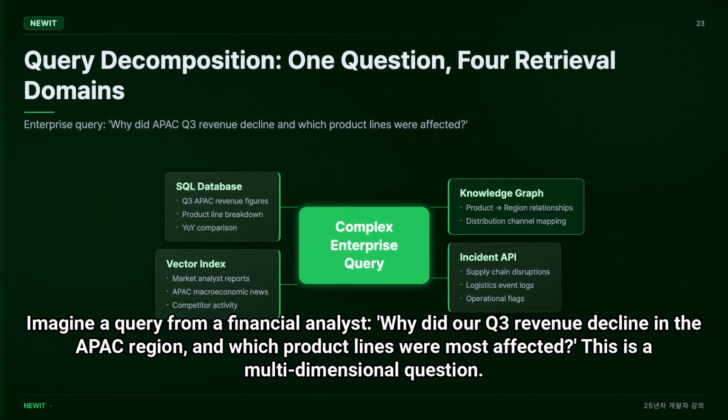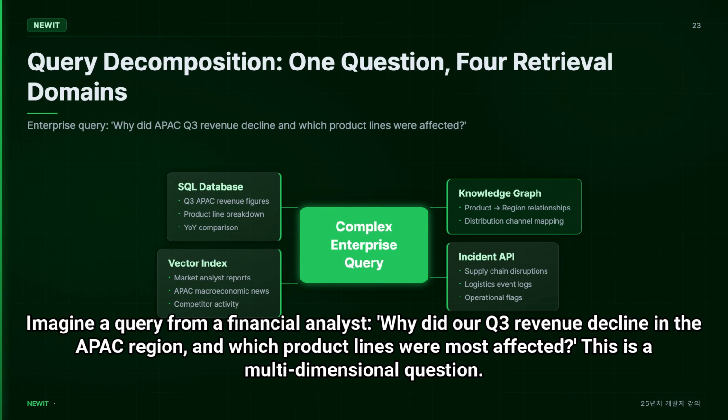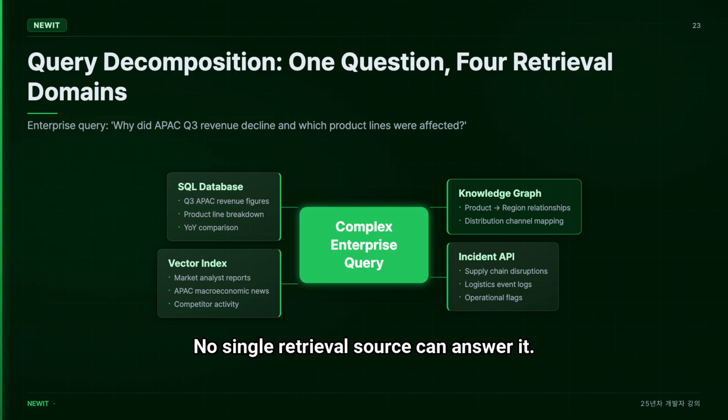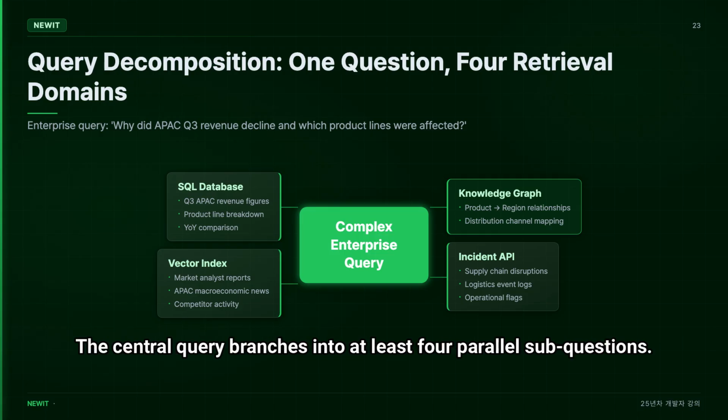Imagine a query from a financial analyst. Why did our Q3 revenue decline in the APAC region? And which product lines were most affected? This is a multidimensional question. No single retrieval source can answer it. Watch how an agentic RAG system decomposes this. The central query branches into at least 4 parallel sub-questions.